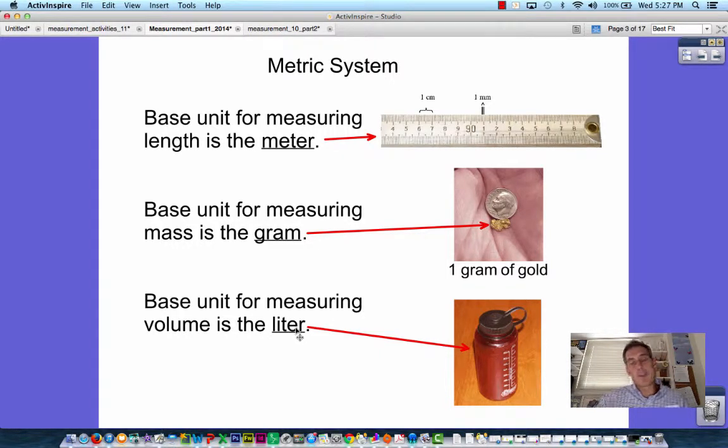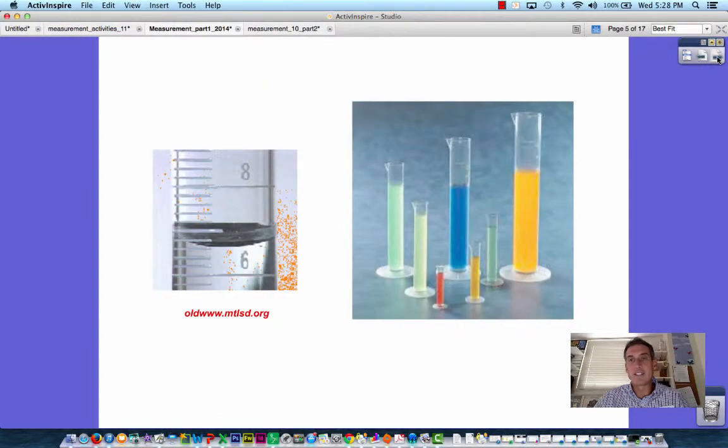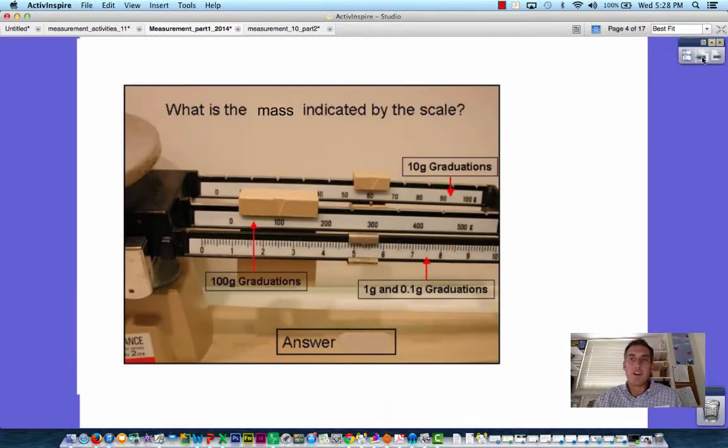And volume, remember, is the amount of space something takes up, and we typically are measuring liquid volume, but liquids are certainly not the only thing that takes up space. Here's an example of something we could use to measure volume. Here's a Nalgene bottle, but of course, if we want to be precise in the lab, we would use a graduated cylinder to measure liquid volume. Volume is just the amount of space something takes up.